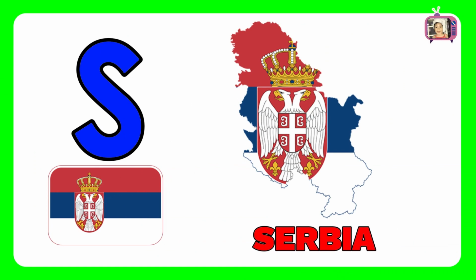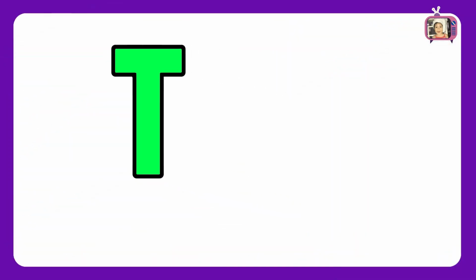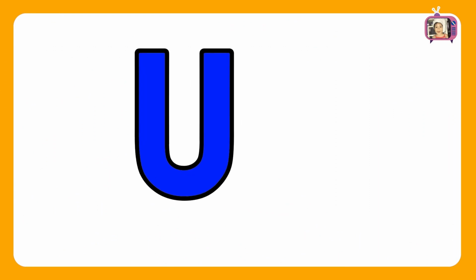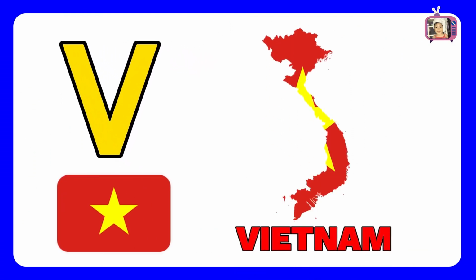S is for Serbia. Serbia. T. T is for Turkey. Turkey. U. U is for United States of America. United States of America. V. V is for Vietnam. Vietnam.